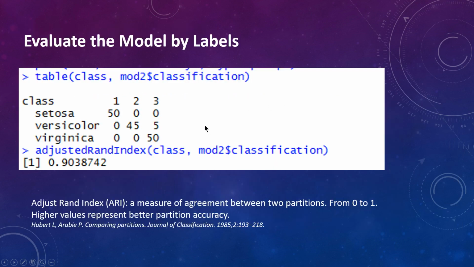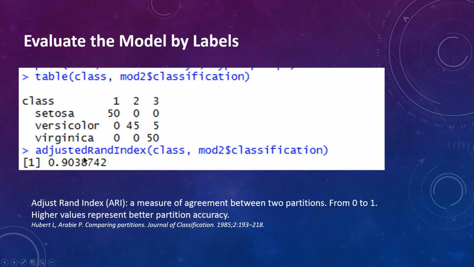We can compare the cluster solution with the true labels to evaluate the model. The table function creates a cross-tabulation. We can see that 50 Setosa are grouped to cluster 1, 45 Versicolor are grouped to cluster 2, and all Virginica are grouped to cluster 3.